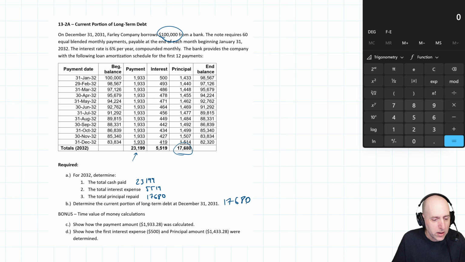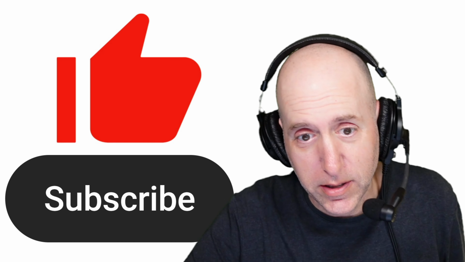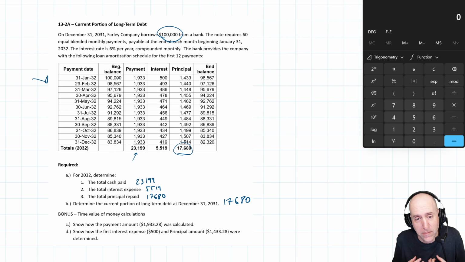We've solved 13.2a. Now, there is a bonus question, but if you don't feel like doing time value of money calculations, you can say goodbye. But if you're curious about the math, like how the bank made this table, that's what we're going to solve for now. It says show how to calculate the payment. This is just an annuity: recurring payments, and we're going to pay back $100,000 in today's dollars. Present value is $100,000, and we want to figure out the payment amount.